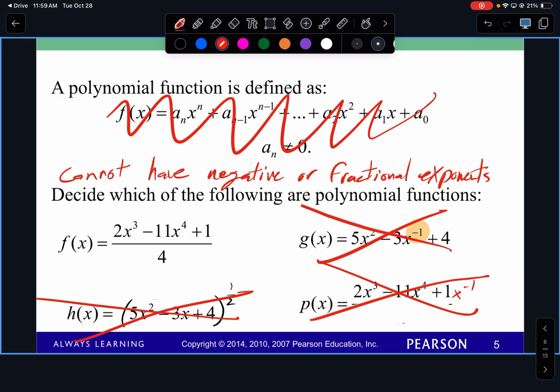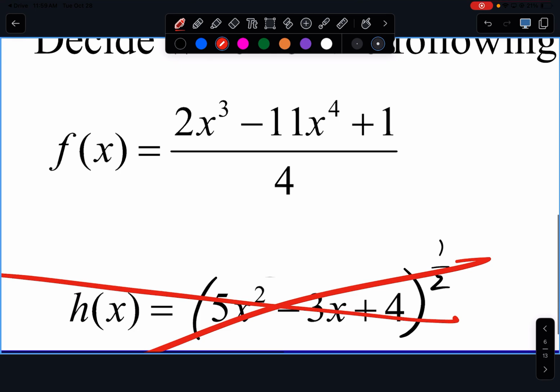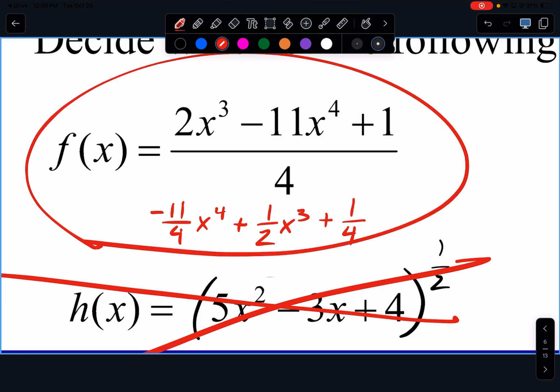So if I write this in standard form, I'm going to zoom in, it would be -11 fourths x to the 4th plus the 2/4 would be 1/2 x cubed plus 1/4. All right, that's in standard form. All positive whole exponents. We don't have any radicals. We don't have any exponents in the denominator. So this one is a polynomial function.